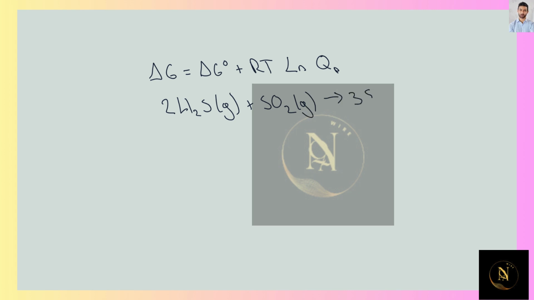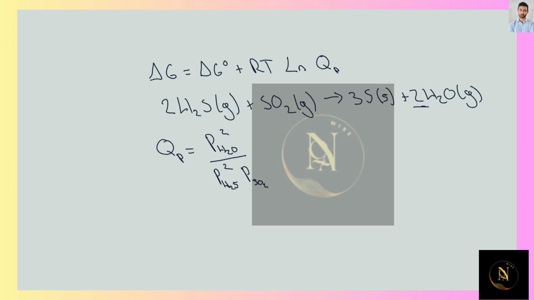We're going to be producing a solid that does not enter into our equilibrium equation because that is a pure substance. So if we work out the value for Qp for this reaction, we're going to have the pressure of water squared, because the coefficient over here is 2, divided by the pressure of H2S squared as well, times the pressure of SO2.